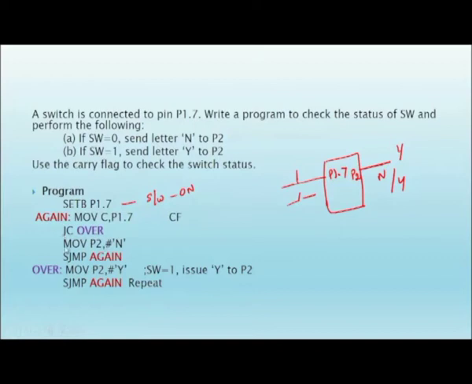Otherwise, no carry means it will follow the next instruction, which is P2 comma no n. The same process will be repeated as long as you want. So, we set the position and move according to the carry flag. If the carry is set, it indicates yes, the switch is closed. If no carry, the switch is not closed. So, either n or y is moved to P2. This is one example of how we can read the data from the switch.